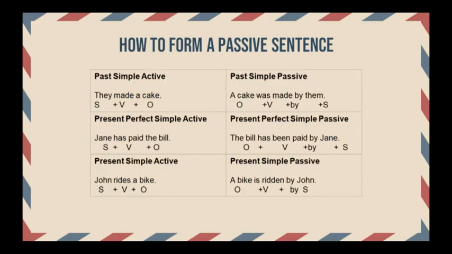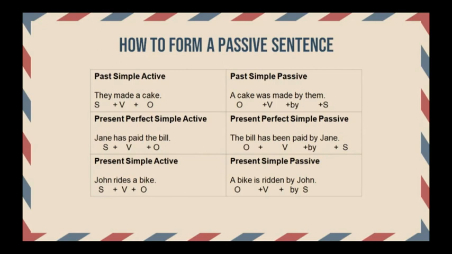Next, in this table, on the left side, you have examples of active sentences, and on the right side, you have those active sentences in passive voice. So let's start. Past simple active sentence: they made a cake. We have they as the subject, made as the verb, and a cake as the object. But in passive voice, a cake is the subject, was made is the verb, then we have by, and we have the subject them.